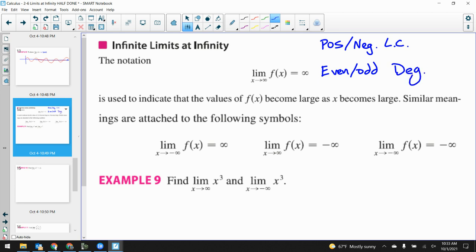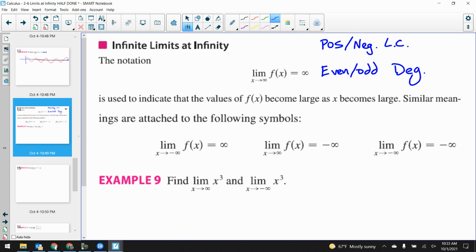The end behavior, yes, sir. Sure. The end behavior of any polynomial function depends on the leading coefficient and the degree. Positive even, positive odd, negative odd.